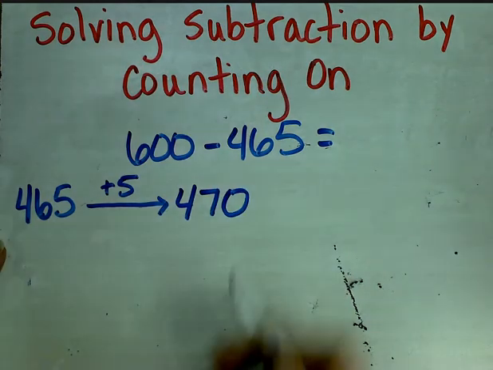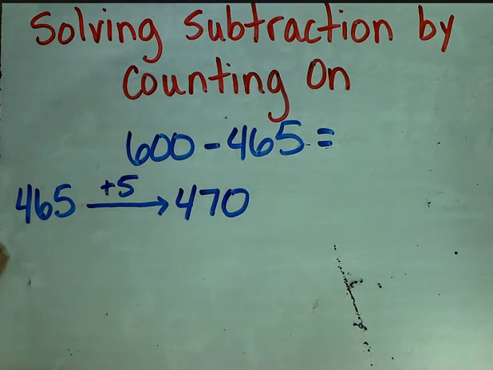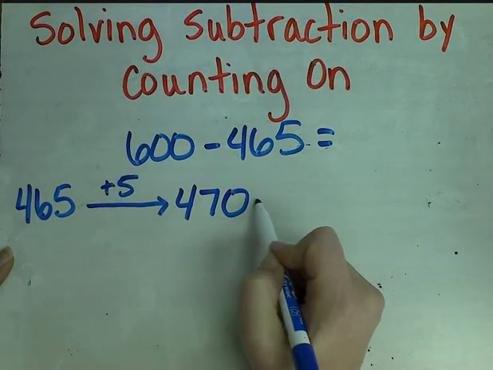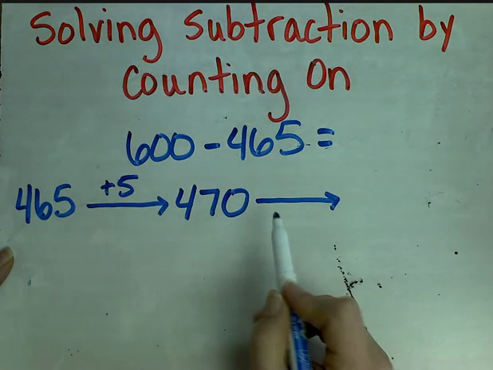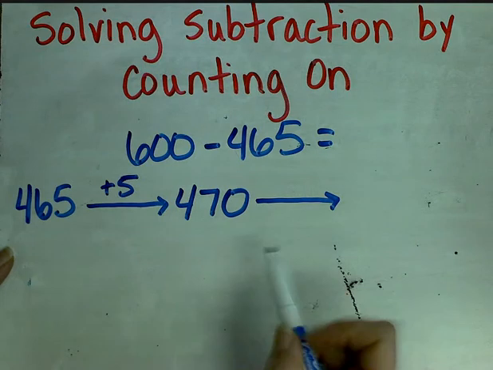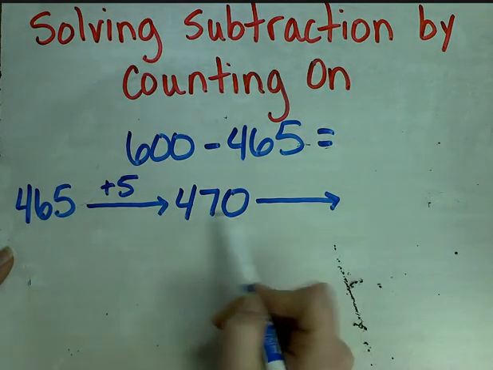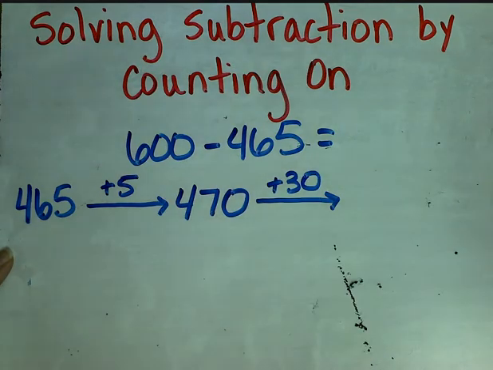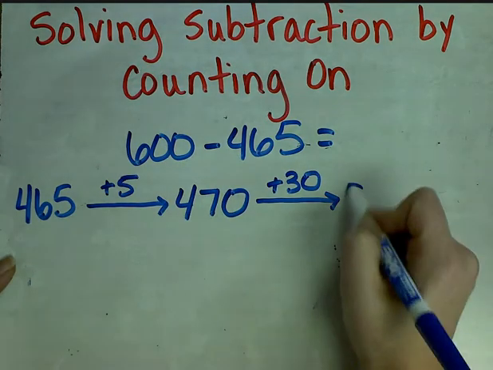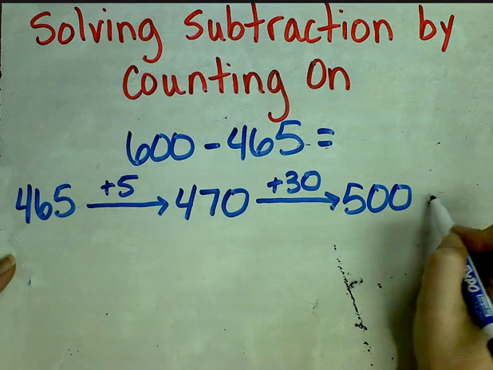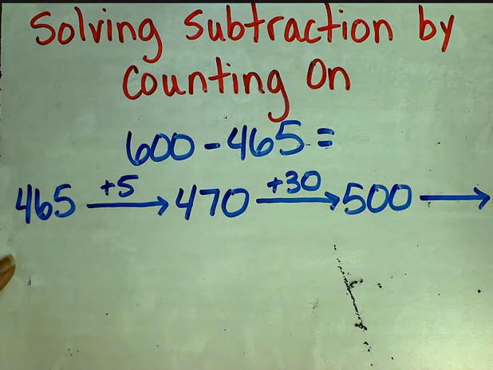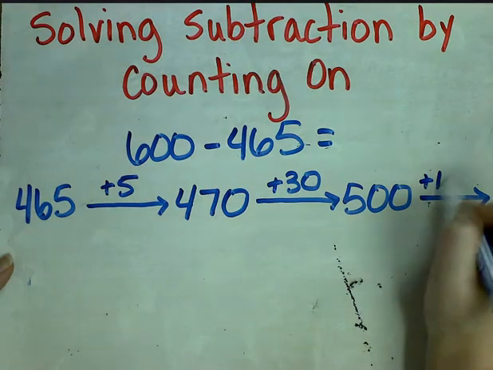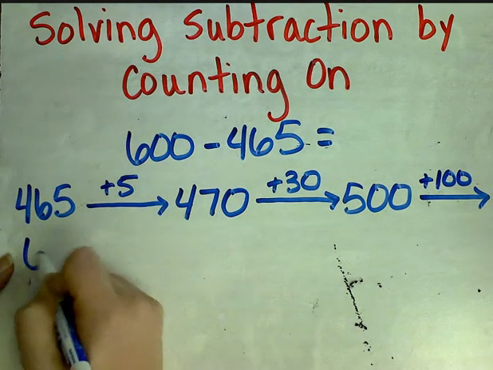Now my goal is to get to that final 600, so I must keep counting on. Next I'm going to start with adding tens. Now some kids may add 10 plus 10 plus 10, or others may notice that 470 is 30 away from 500. So I'm going to go ahead and show that. Now my final step, of course, is always to get to 600, and I might see that 500 plus 100 more is going to give me that 600.